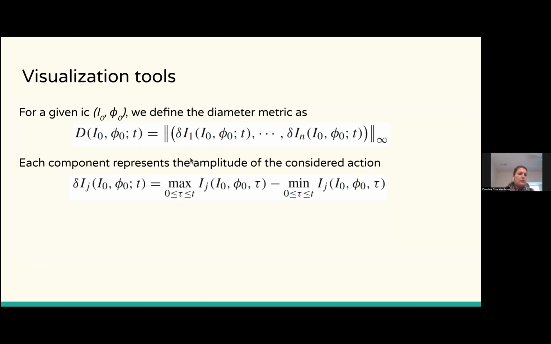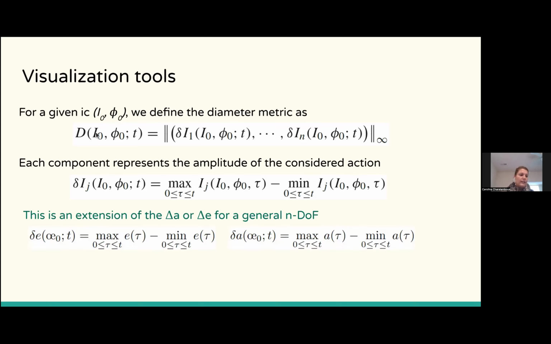And so we decided to define a diameter metric, which is the diameter of an orbit. So here, each element represents the amplitude of the considered action. And so you can see that the diameter D is a function that increases in time, accumulating positive scalars along the orbit, the complete orbit. And this is analogous to the variation of the semi-major axis or the eccentricity that they showed before.